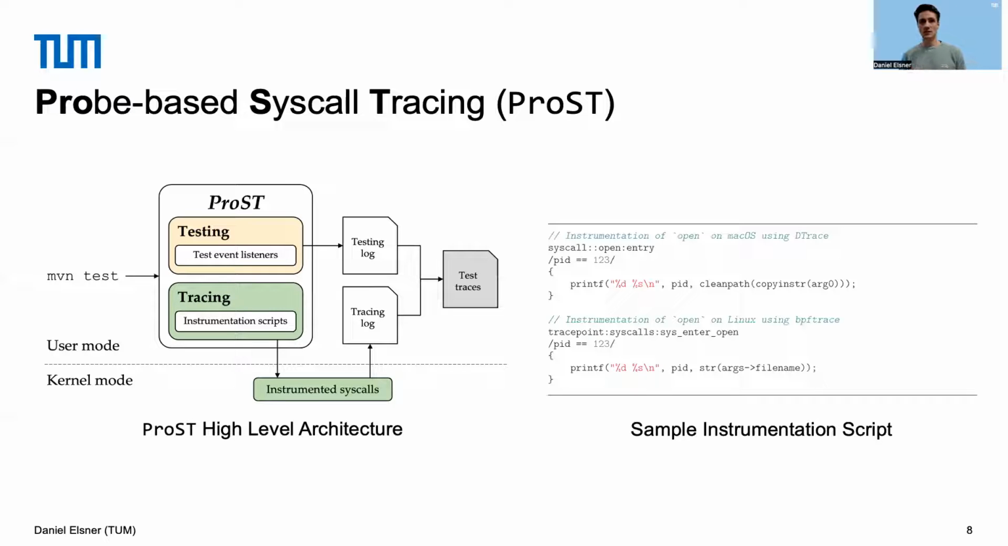And here is one sample instrumentation script that should demonstrate the ease of use of these instrumentation frameworks. This is just an example for instrumenting an open syscall on macOS using dtrace, or on Linux using bpftrace. That's the bottom one. And as I said, the ultimate result is the test traces. So for each test, knowing exactly what are the files that are being accessed by that test during the execution.